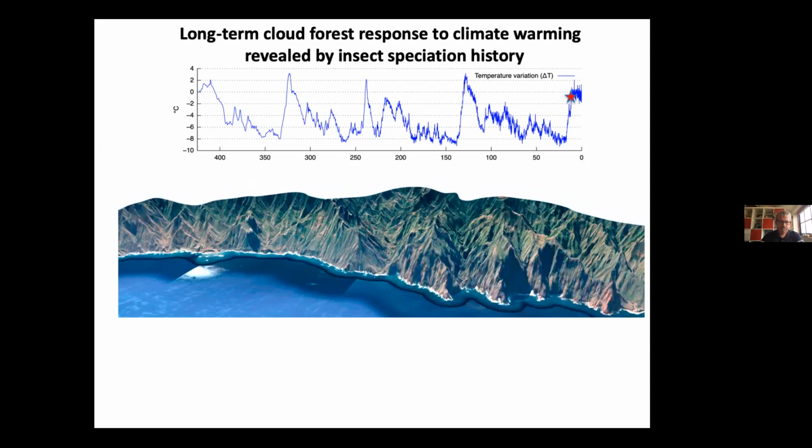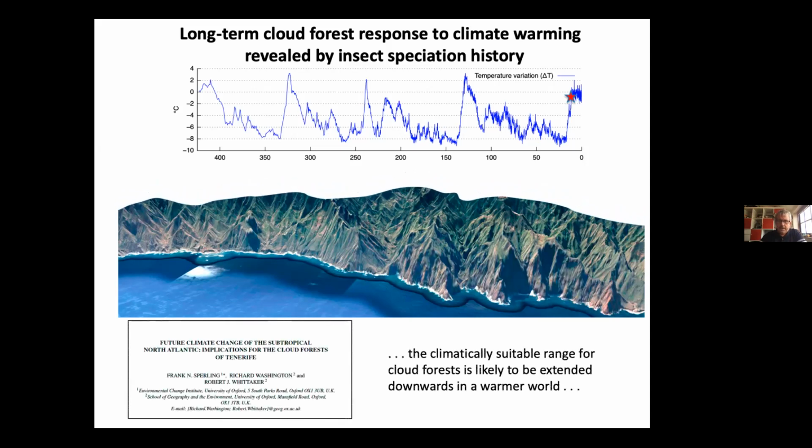Now, what's kind of nice for us is that looking in the literature, there is actually a climate study where someone used existing climate station data from about 25 or 30 years ago, looked at a 30-year sequence of climate station data and came up with the same prediction, if you like, that as climate warms, cloud forests should be pushed down slope.